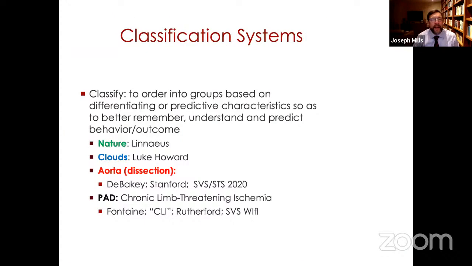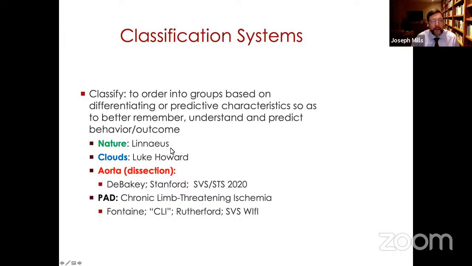So why do we classify anything? The reason you classify things is to order them into groups, because it differentiates characteristics of that group and makes it easier to remember, but it also makes things easier to understand and to predict behavior and outcome.